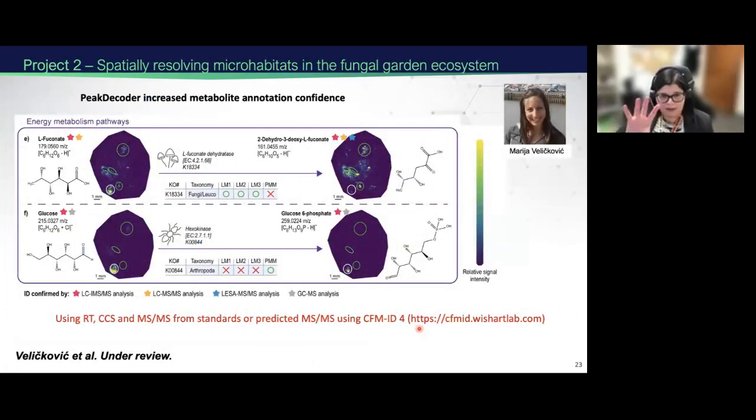In this example, I would like to show you that using PeakDecoder in our multidimensional analysis, we were able to confirm more of the metabolite identities compared to the other platforms.